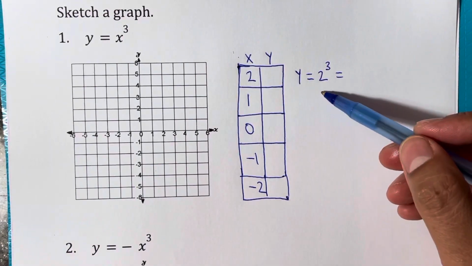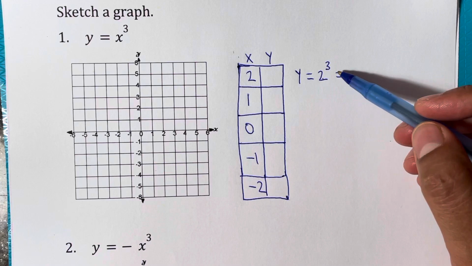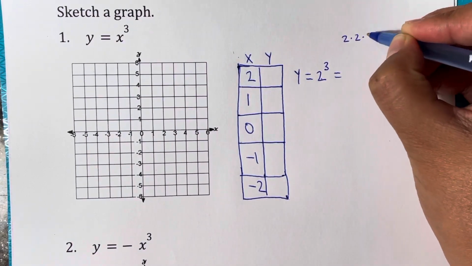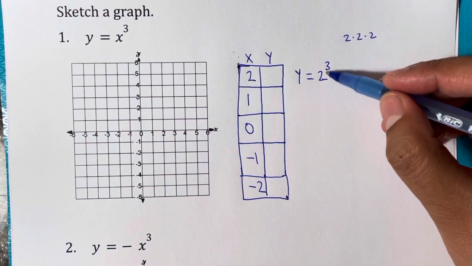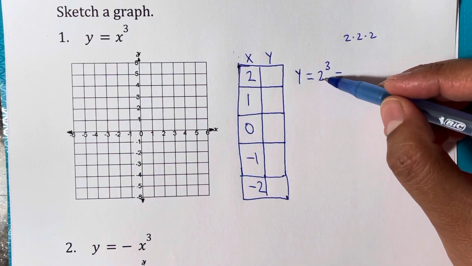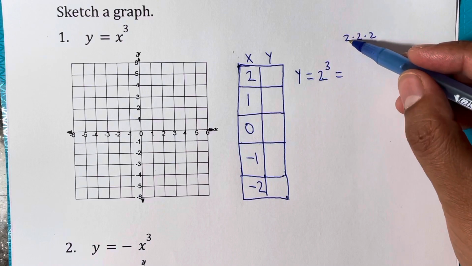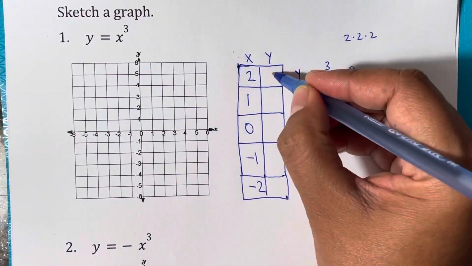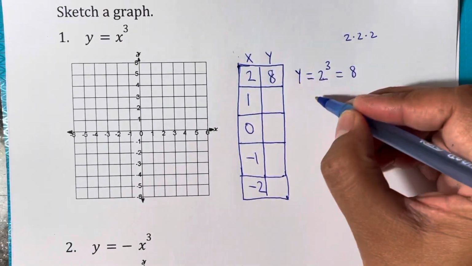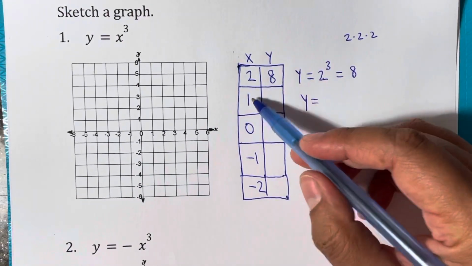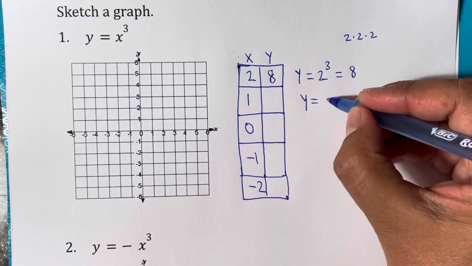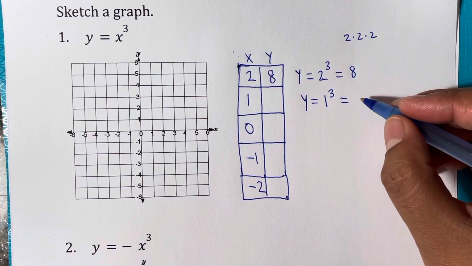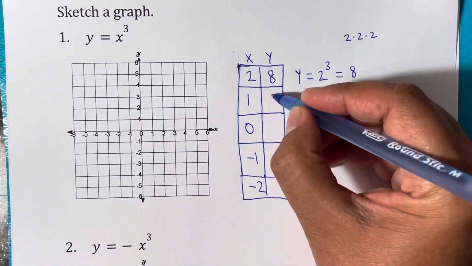cubed. Whenever you have 2 to the third power, it doesn't mean 2 times 3. It means 2 times 2 times 2. It just tells me how many times I'm going to multiply by itself this base. And so 2 times 2 is 4, times 2 is 8. For the next one, it's 1 cubed. 1 times 1 is 1, times 1 is 1.